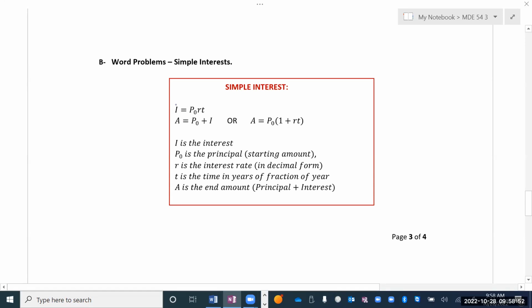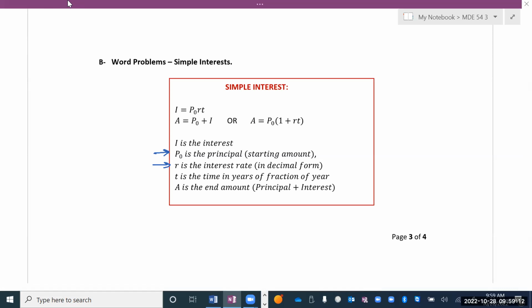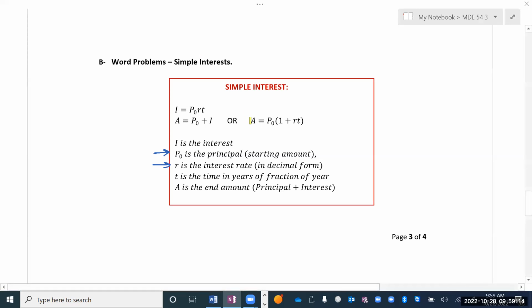So your first one is your interest calculation, how much interest you get. It is I equals P0, which is your principal, times your rate, which is whatever interest rate in decimal form, times your T, which is time in years. And then you've also got these A formulas. A is the amount in the account at the end, and it's P0 times (1 plus RT). These are the two main ones.